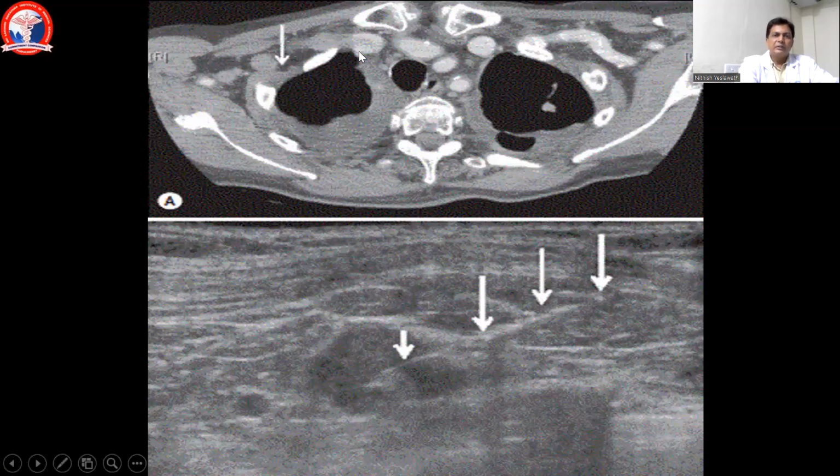What we are seeing here again is a thickened pleura. An additional finding is a node here, a lymph node. There is the pectoralis muscle, and in the subpectoral region there is a lymph node. On this contrast study, heterogeneous enhancement of pleura is seen. The node is also showing some kind of enhancement.